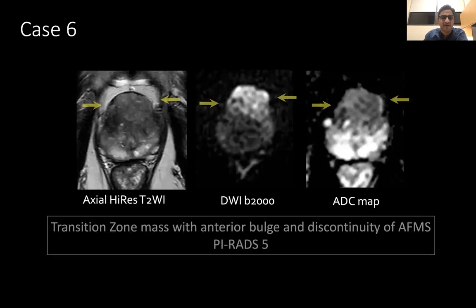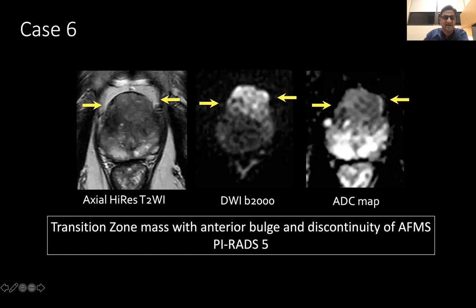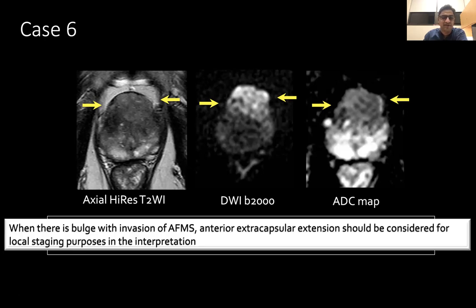There's another patient with prostate MRI, and here we can see that there is this huge mass in the transition zone, which is heterogeneous and moderately hyperintense. And there is interruption of the anterior fibromuscular stroma as well, and it's showing marked restricted diffusion. And so this is demonstrating invasive behavior, and this is consistent with a PI-RADS 5 tumor in the transition zone, and especially when there is a bulge anteriorly and there is discontinuity of the anterior fibromuscular stroma, anterior extracapsular extension may also be considered, and the urologist should be provided this information so that they know this when they're going for surgery in these patients.